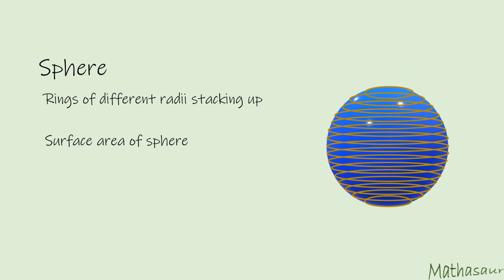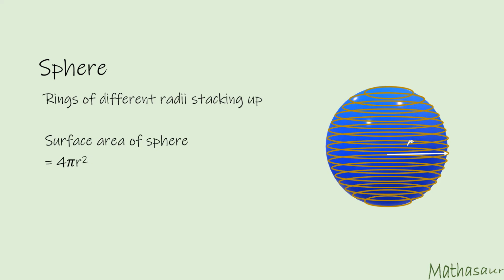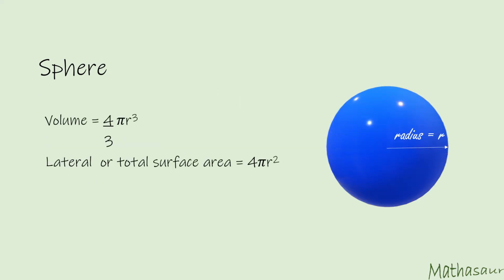Now, instead of circles, if we were to stack rings of different radii conforming to the shape of the sphere, then we would find the surface area of the sphere, which would be the sum of perimeters of all these rings, or 4 pi r square. So the lateral or total surface area of a sphere is the same and is equal to 4 pi r square.